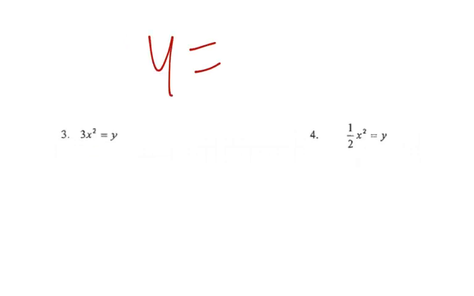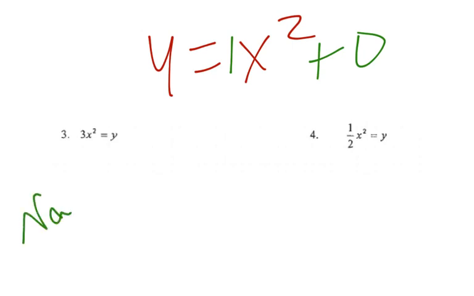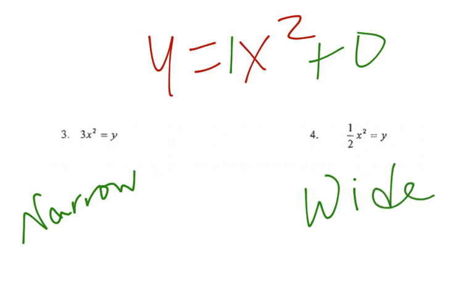Remember, we're still comparing to y equal x squared. The constant for your parent function is 0. The coefficient for x squared is 1. So my coefficient changed from a 1 to a 3. That means it got bigger, which means that my graph got narrow. For number 4, it's 1/2 x squared. That means it got smaller, because 1/2 is smaller than 1. So that means that my graph got wide.